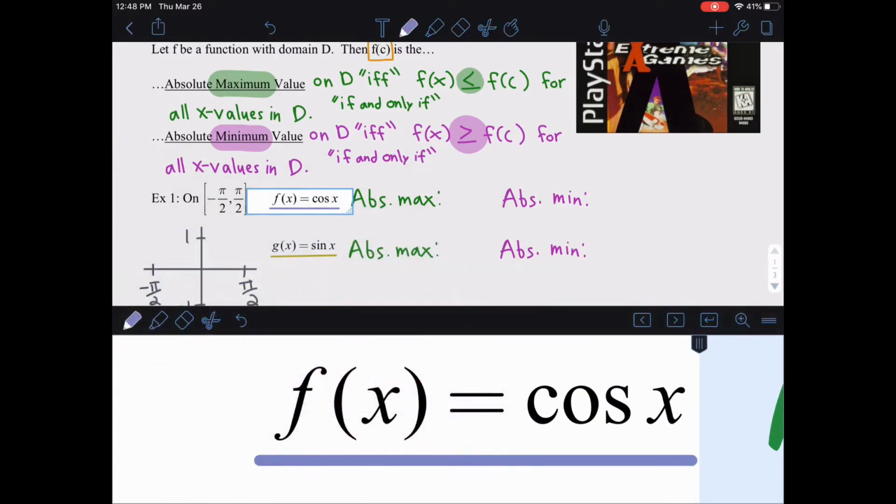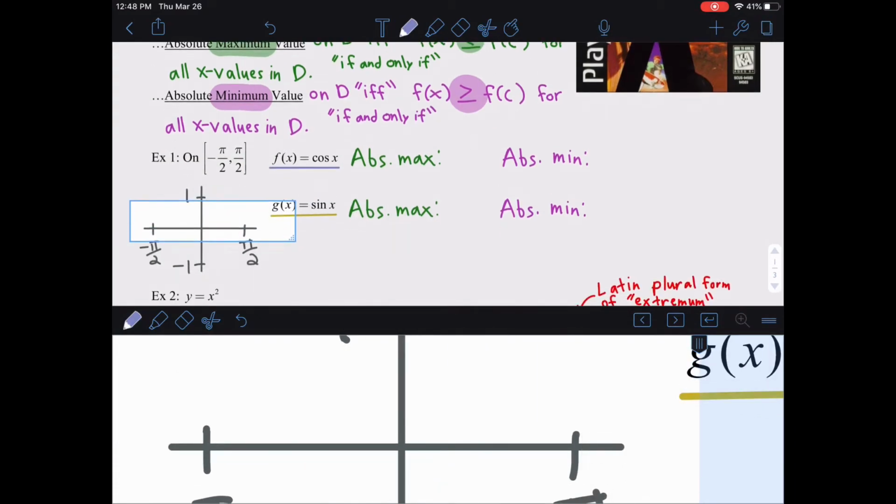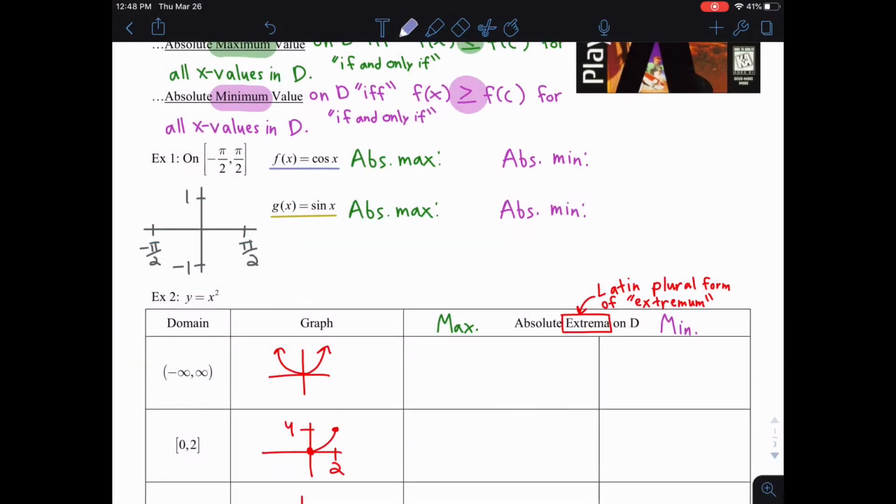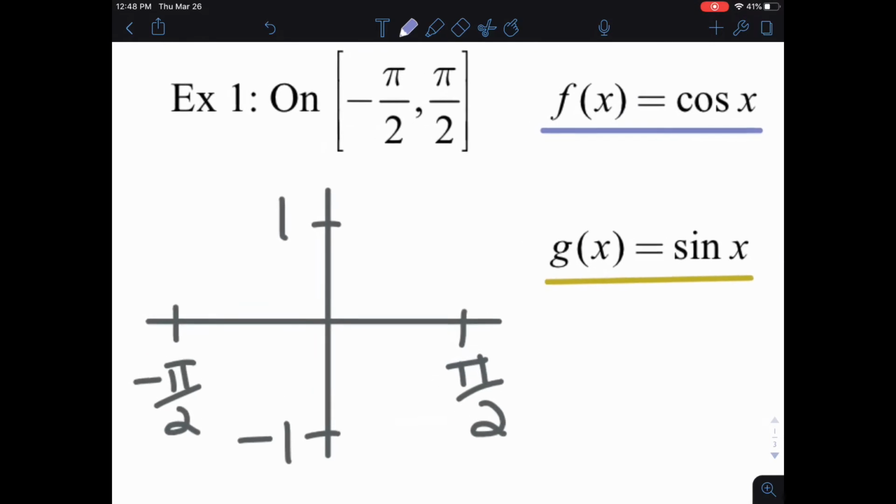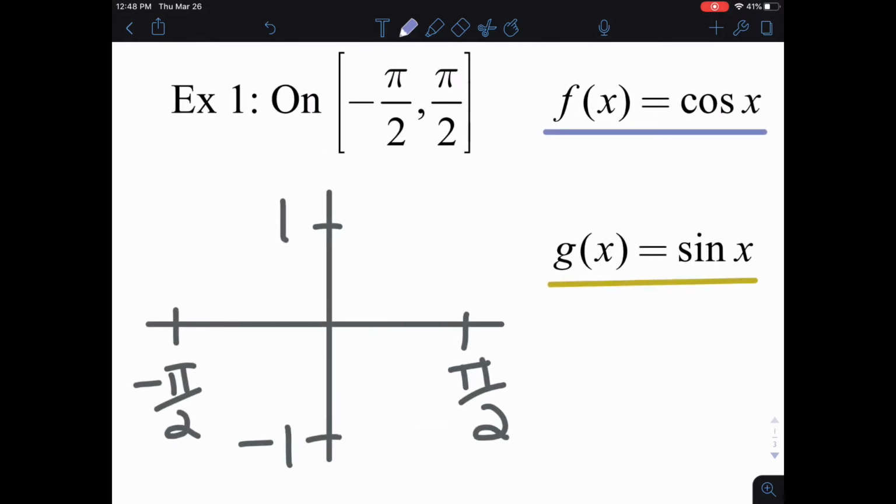On the left here, we'll do a little graph of what cosine looks like. I'm going to zoom in here. Let's start with cosine of 0. Cosine starts at the top of the roller coaster. And then cosine of pi over 2 is 0, and cosine of negative pi over 2 is also 0. So looking at cosine from negative pi over 2 to pi over 2, we get something like that.